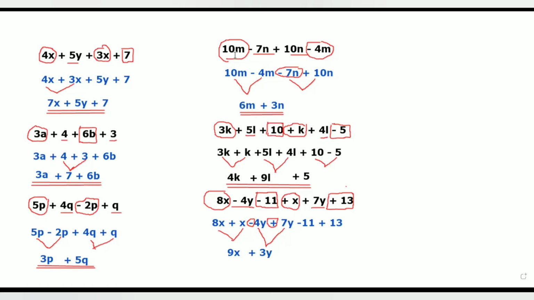Right? Next we have minus 11 and plus 13. Here too the two signs are different, this one minus, this one plus. So what do we do? We subtract 11 from 13. We get 2, and the sign of the bigger one is positive, so it becomes plus 2. So the answer for the last question, Roman number 6, is 9x plus 3y plus 2.